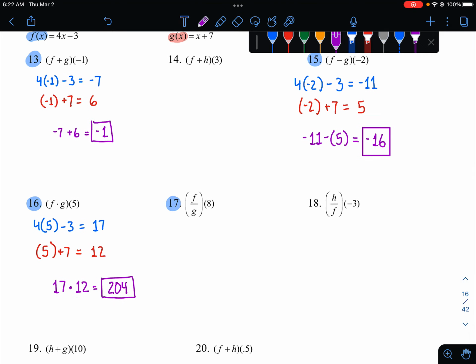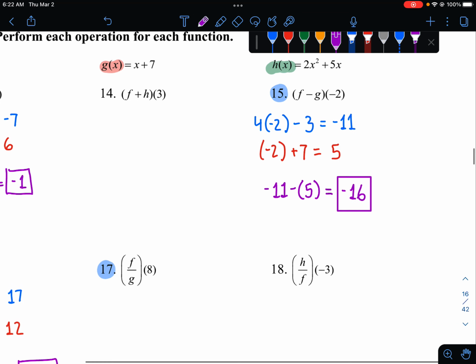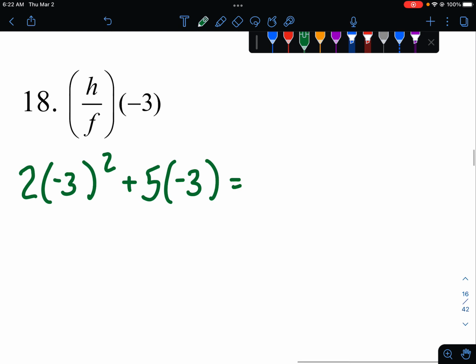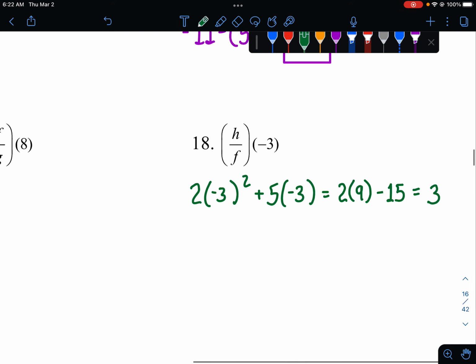Let's look at 18 because we haven't used h yet. So we want to be careful with h because with h, they're telling me to do 2x squared plus 5x. Right? So they asked me to plug in a -3 here. I'm going to do this kind of in pieces. So if I follow the order of operations, I have to square that -3 first. So that's 2 times 9, which is 18, minus that 15. So that's just going to be 3.